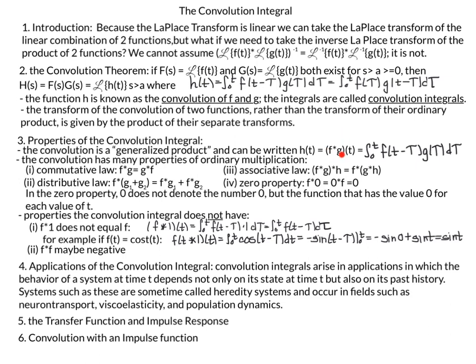The convolution integral is often denoted with this kind of asterisk multiplication sign, so it is considered a product, even though this is a product of two functions. Of course, it's not like your normal product of two real numbers. It does follow the commutative law, distributive law, associative law, and zero property. It does not have the property that f convoluted with 1 equals f, and also f convoluted with f may be negative.